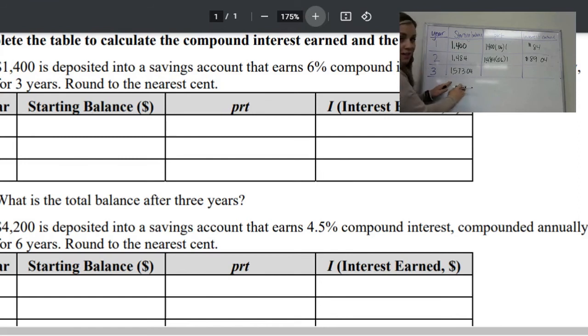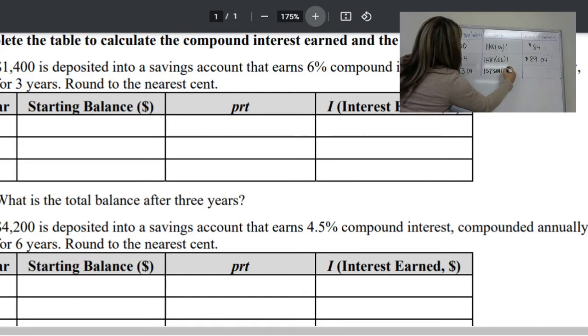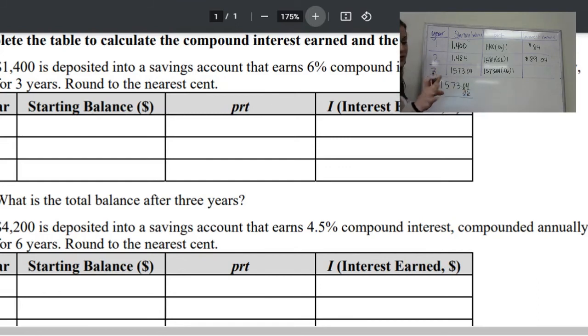And again, same formula. We're taking our balance that we're starting year 3 with, we're multiplying it by our rate, 6%, 0.06, and then annually is just 1 year. So $1,573.04 times 0.06 times 1. Now we're going to be having 4 decimal places this time to move.